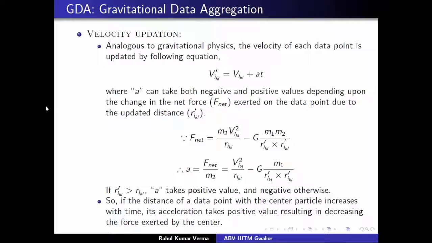This is the normal equation, and the force that we can identify through simple physics, a equals F upon m, and the force is nothing but the difference between two forces which were acting upon the particle which is orbiting around. As you can see, there are two distances, r and r dash. r is the previous distance, and r dash is the new distance after inclusion of the data point in the center particle. If r dash, the new distance, is increased, that means a will take a positive value and it accelerates the particle.